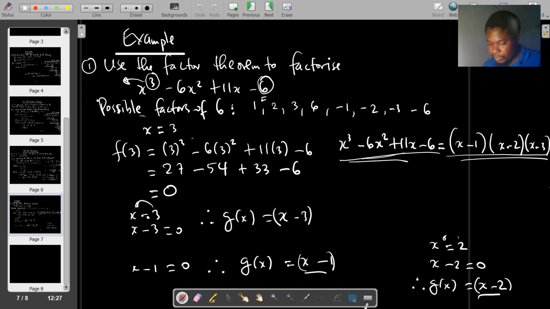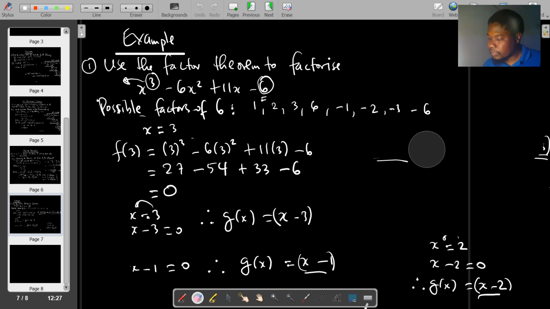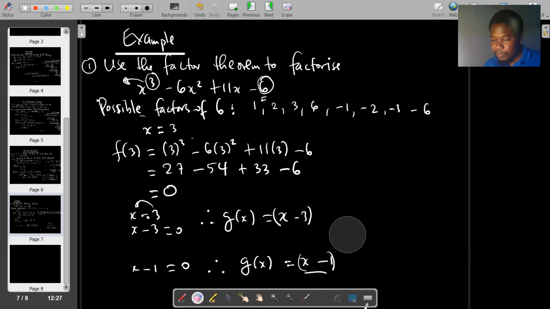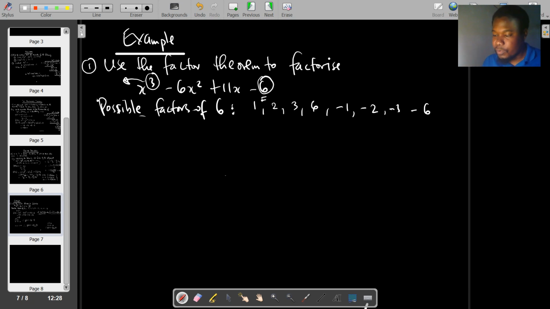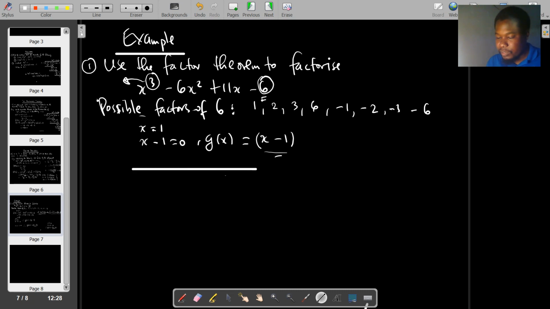Let me show you. Okay, so let's do the same example that we did in the previous video. Now we have possible factors of the constant 6. The first one will be x equals 1. That means x minus 1 equals 0. That means our divisor g of x, or our polynomial factor that we're going to try, is x minus 1. And in the previous example we found x minus 1 as a factor.